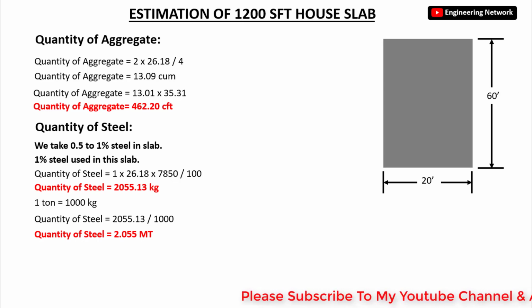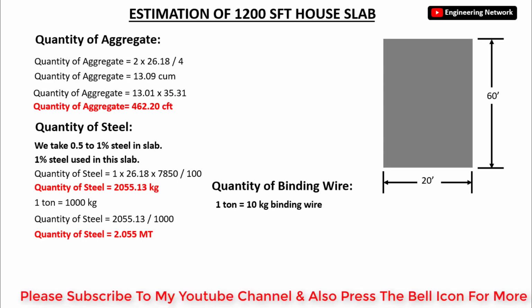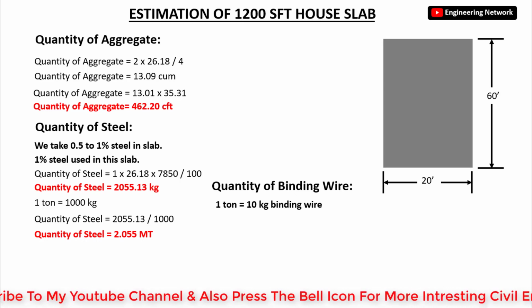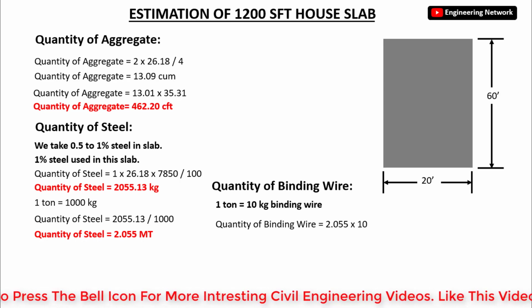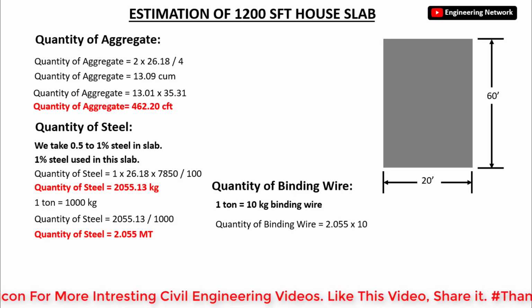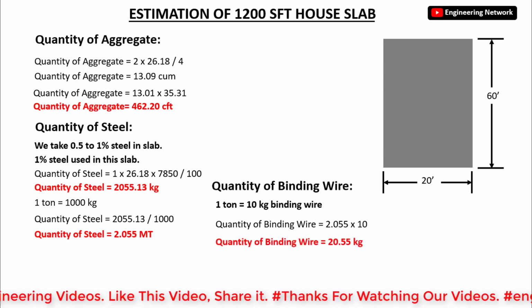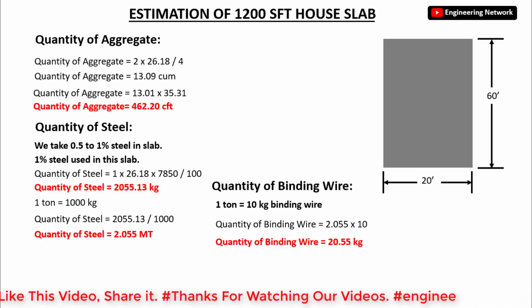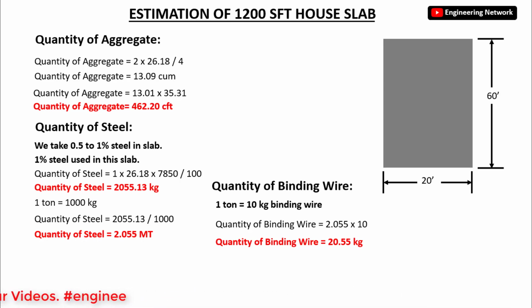Similarly, for the quantity of binding wire, we know that for 1 ton, 10 kg binding wire is used. So quantity of binding wire is equal to 2.055 into 10, and it will become 20.55 kg. Okay? Now I have the quantities of everything, like I have the quantity of cement, sand and aggregate. I also have the quantity of steel and binding wire as well.